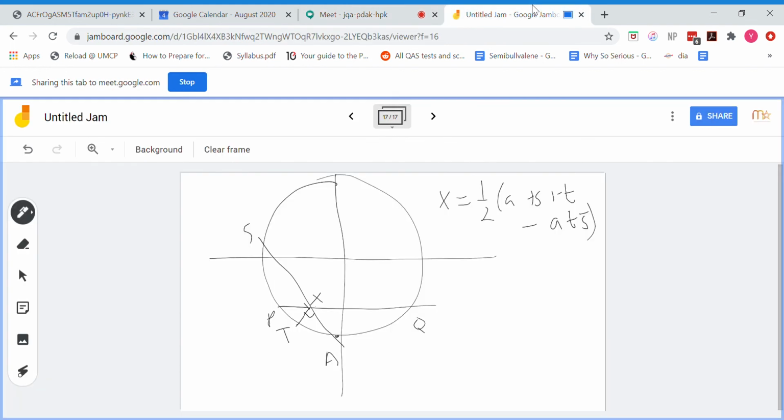And so if we simplify this, we get X equals half times A, or A is just -1, right? So this is -1 plus S plus T over S, right? And so we know that the real part of X is constant. So real X is constant.